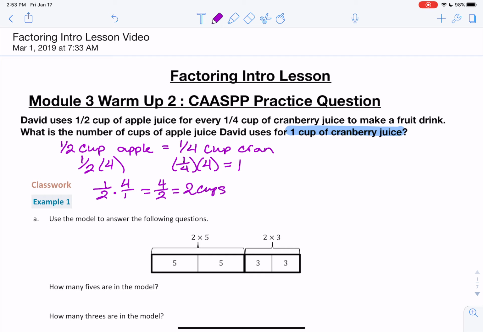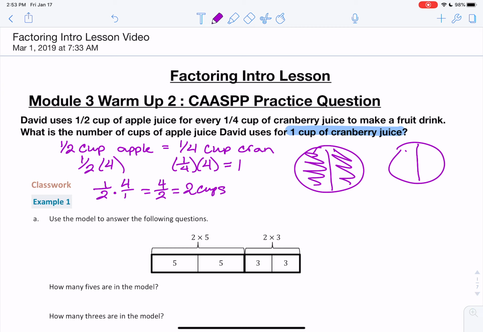You could draw a picture. So there's different ways you can do that. You can draw 2 circles, and we have half a cup, and we have 4 of them. So half a cup and a half a cup would be 1 cup. Another half and another half would be 2 cups. However you want to do it, whether you want to calculate it or draw a picture, whatever makes you feel better.